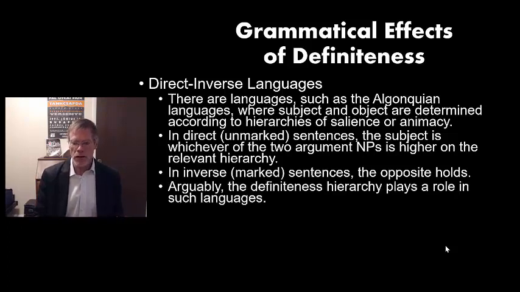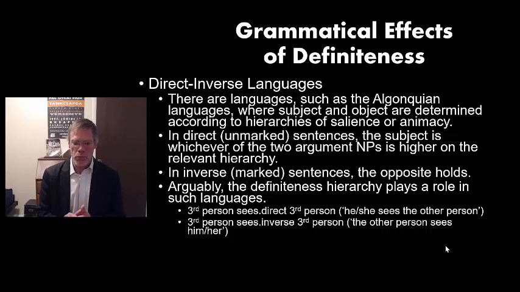Arguably, the definiteness hierarchy plays a role in such languages. I'm not going to give any specific examples from direct-inverse languages, simply because I don't feel that my expertise is such that I can. I'm going to give you more of a general example of what this would look like. So for example, you would have some sort of third person inflection, probably inflected on the verb, and then the verb, say, sees, and then you would have another third person marked on it. And if the verb is either unmarked or marked as a direct verb, then it's understood as being something along the lines of he, she sees the other person.